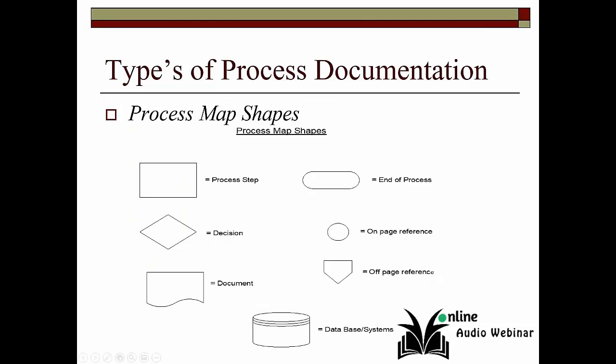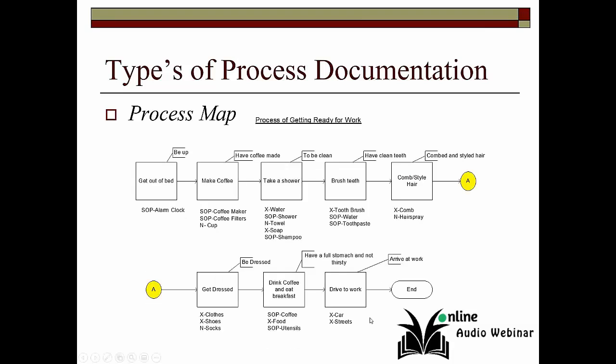Process map shapes, this is very important. Some key things on here, obviously process step, end of a process, on and off page reference. That is very important. Key ones here that I do really like to push people on is, one, the decision. Document your decisions. Now here is your process map.